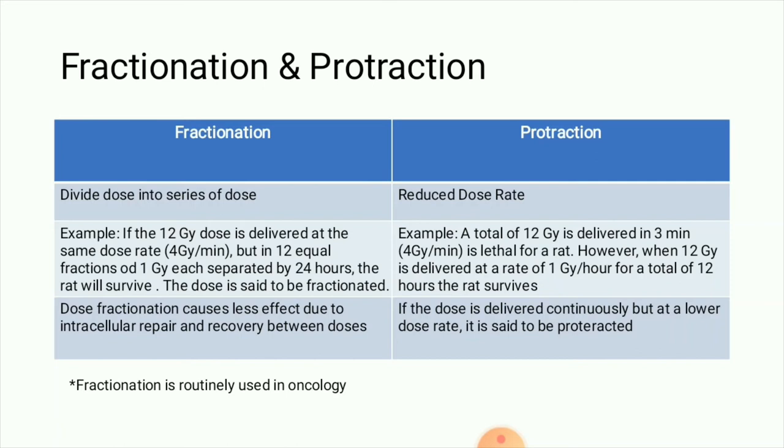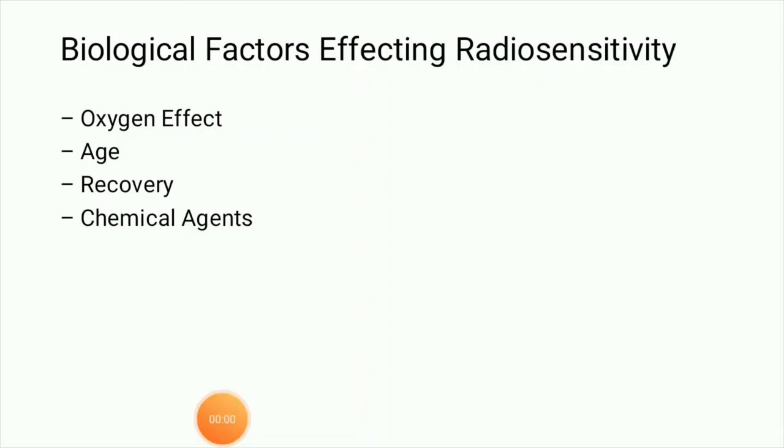Okay, for protection, we reduce the dose rate. For example, a total of 12 gray delivered in 3 minutes, which is 4 gray per minute, is lethal for a rat. However, when 12 gray is delivered at the rate of 1 gray per hour, for a total of 12 hours, the rat will survive. If the dose is delivered continuously but at a lower dose rate, it is said to be protracted. Okay, for biological factors affecting radiosensitivity, we have four: the oxygen effect, age, recovery, and chemical agent.